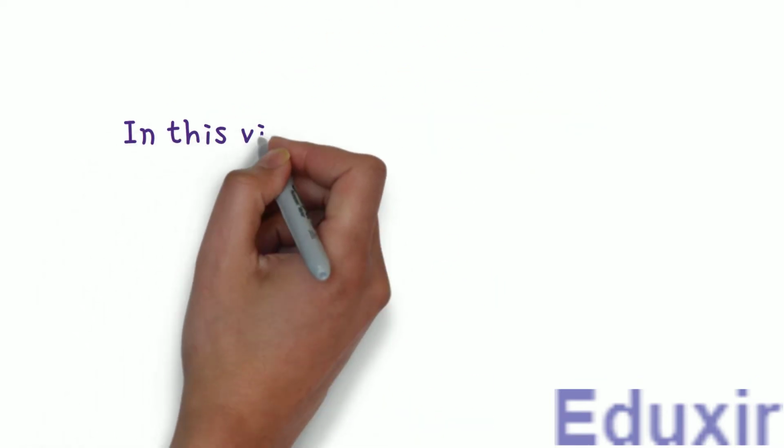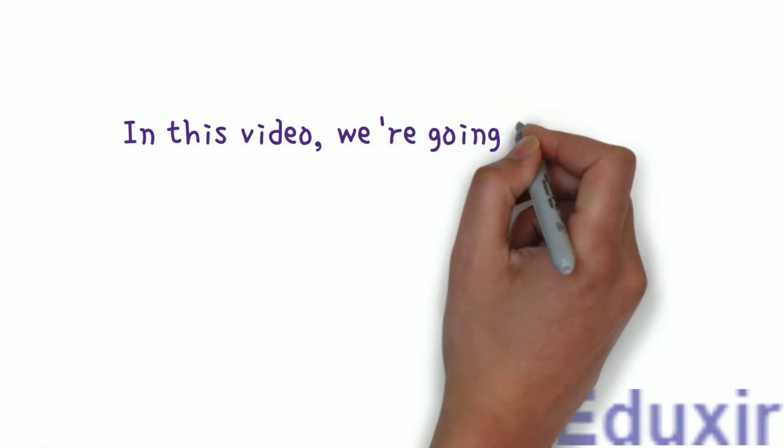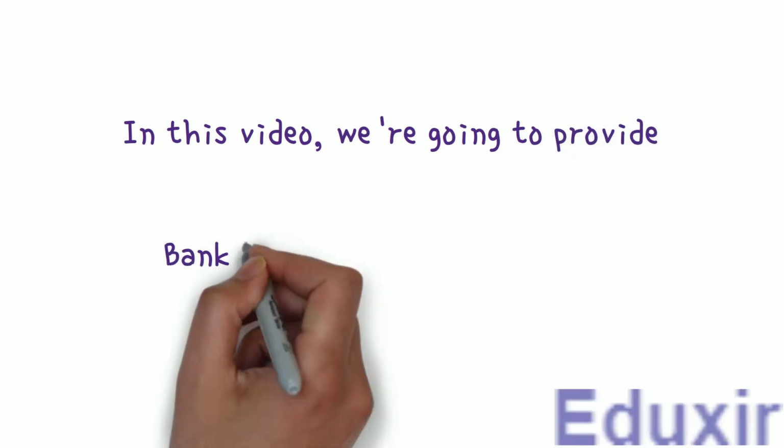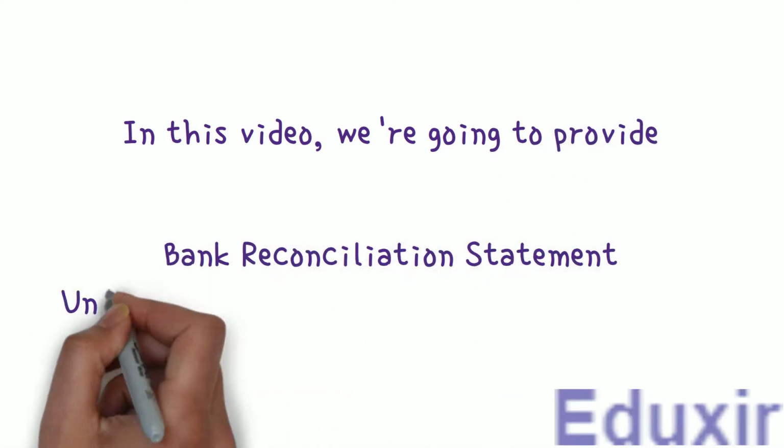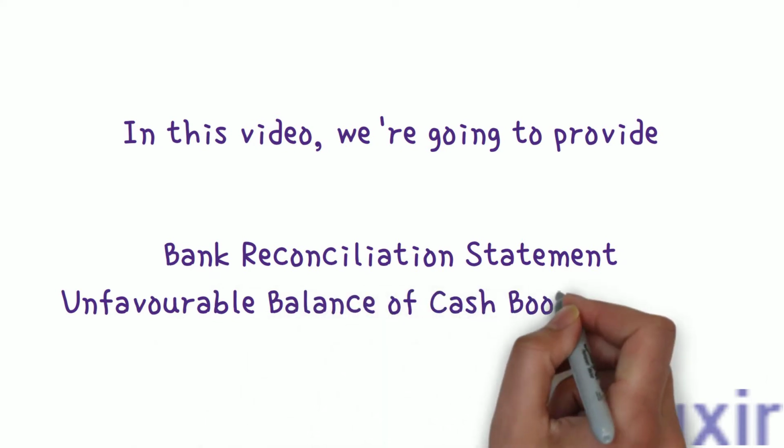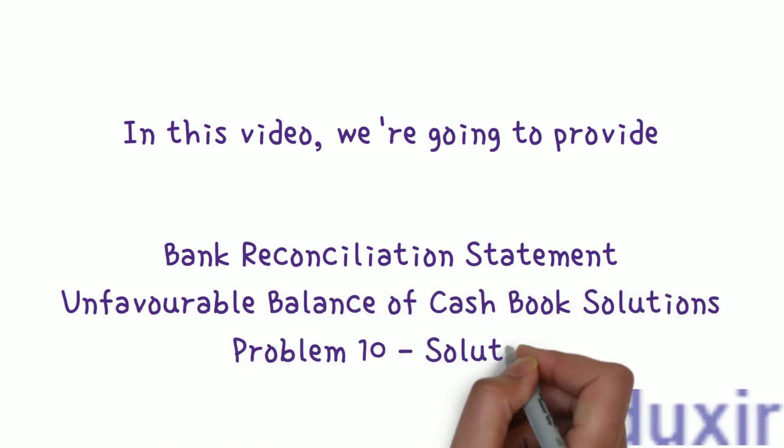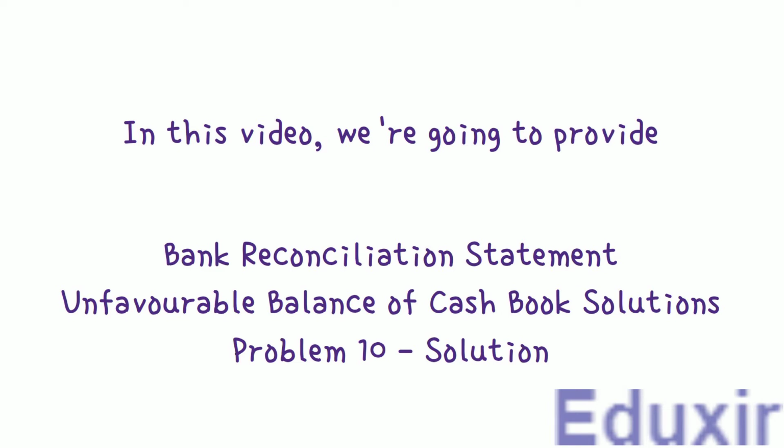In this video, we are going to provide bank reconciliation statement, unfavorable balance of cash book solutions. Problem 10 solution. The problem statement is as follows.